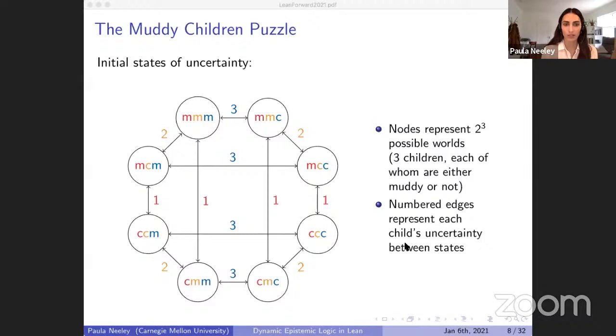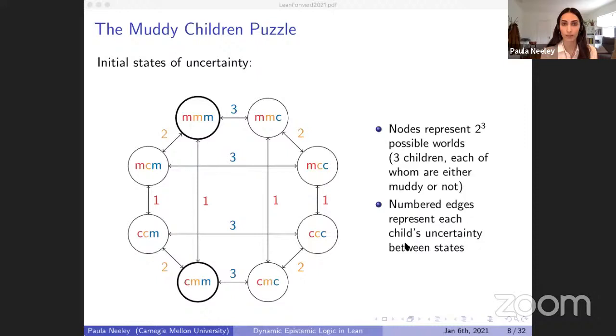So obviously no child can see his or her own forehead. So for example, world MMM is indistinguishable for child one from world CMM, because all child one sees are two other muddy foreheads. So that's how to read this graph.